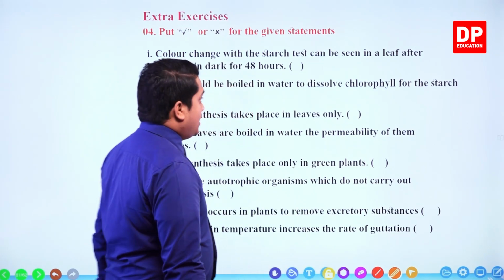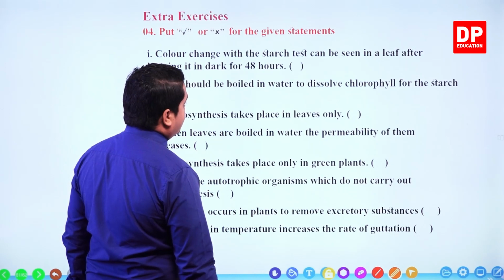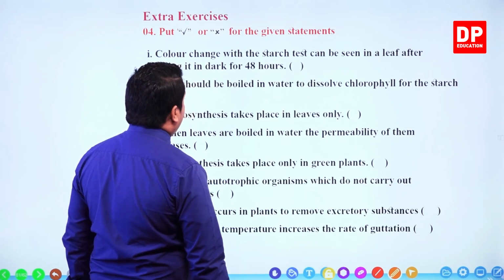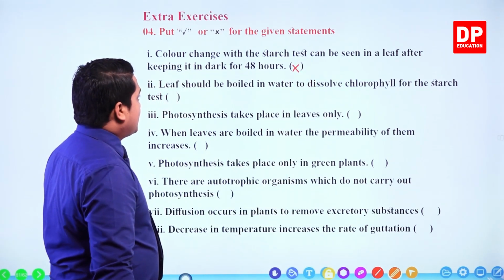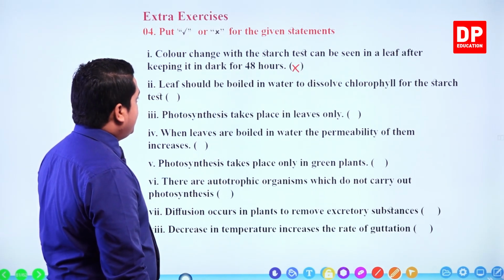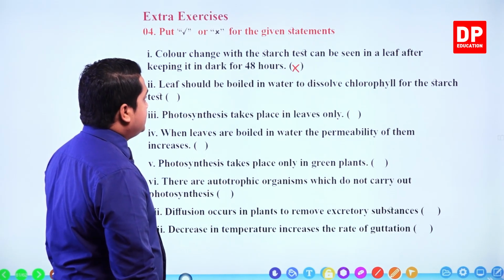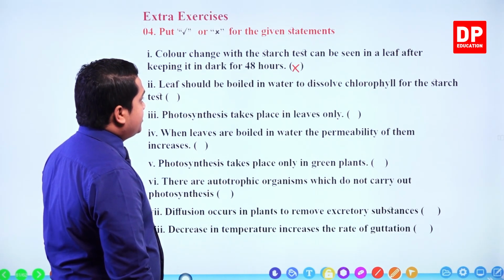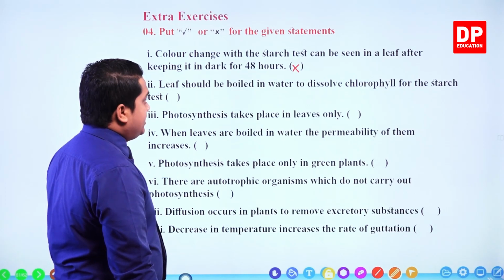So this statement, color change with the starch test can be seen in a plant leaf after keeping it in dark for 48 hours, is totally wrong, right? Color change cannot be seen with the leaf after keeping it in dark for about 48 hours. But here they are mentioning that the color change can be seen. So therefore it is incorrect.